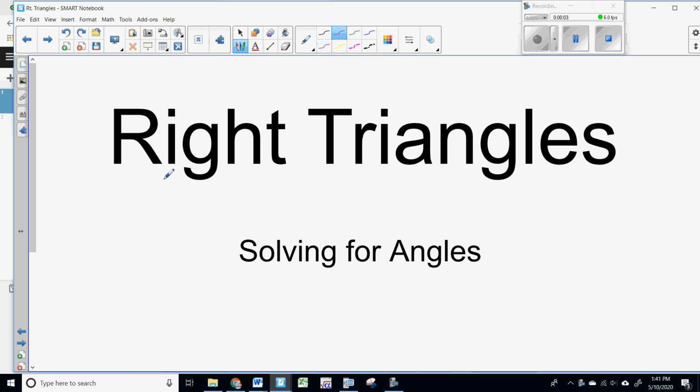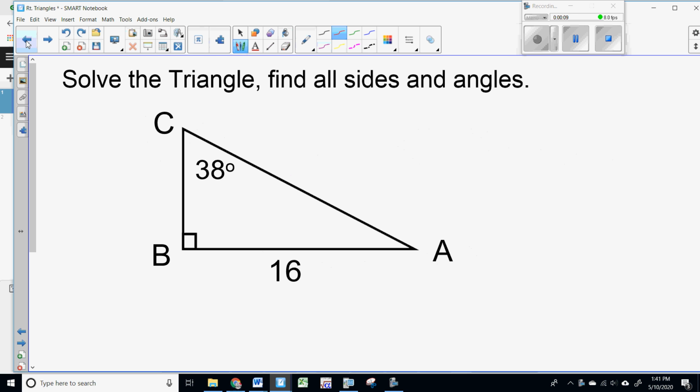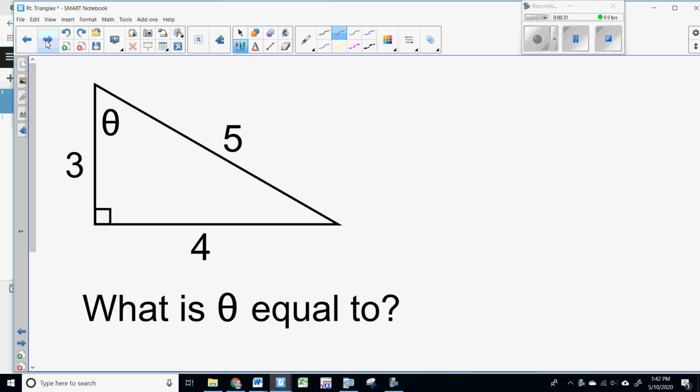In this video, we want to continue to look at right triangles and solving right triangles. Now, if you remember what we looked at previously, we looked at solving a triangle like this. And we could label our sides as B, A. We could find our other angle here, 52, and then we'd use our trig functions to be able to solve for A and B. But what happens if we have a triangle like this?